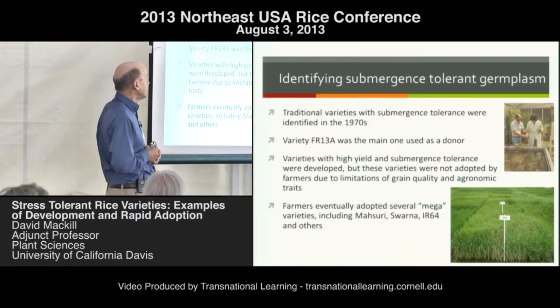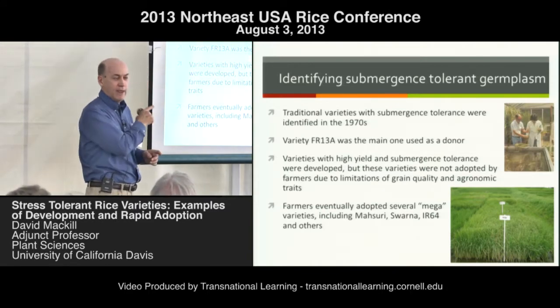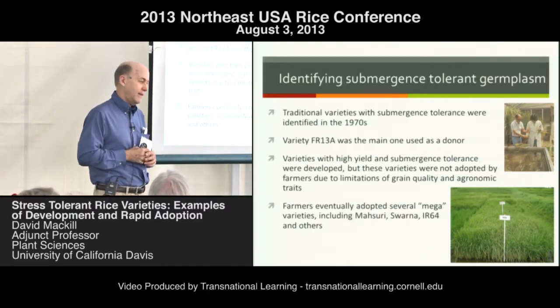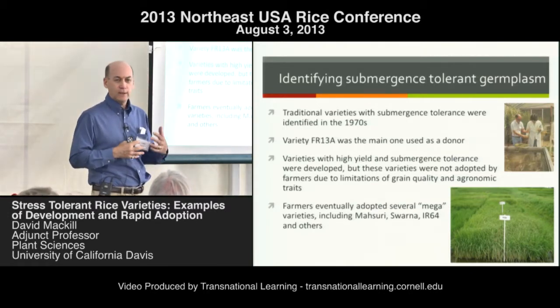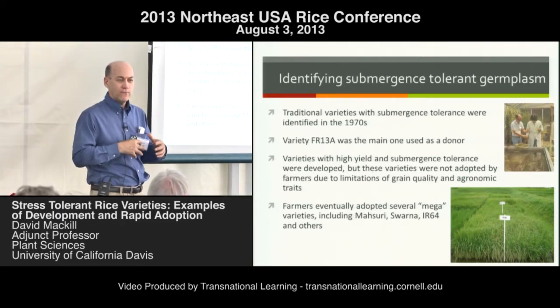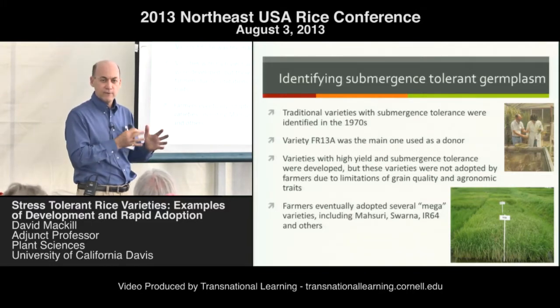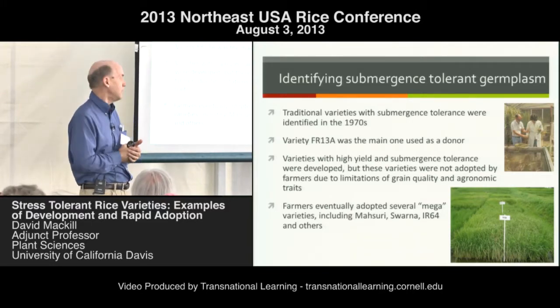So yeah. So the only problem with the FR13A and with some of the other varieties that they identified was that they were very tall and low-yielding varieties. They had poor grain quality, so they weren't suitable for large-scale production, but they had been selected by farmers in these environments for survival under this problem.